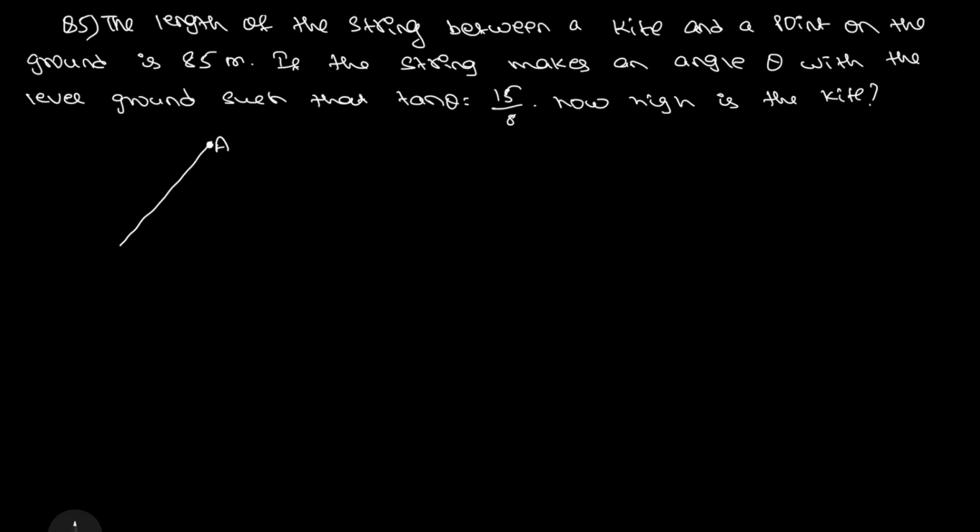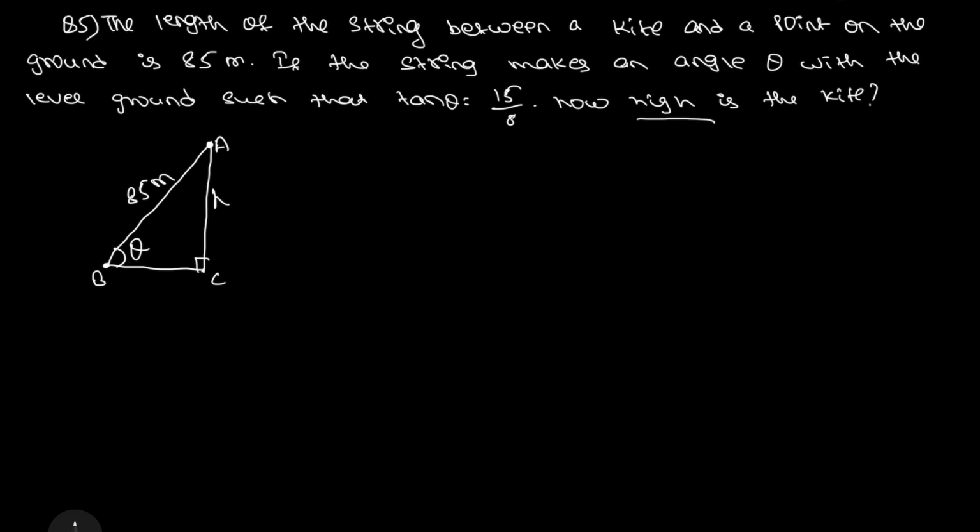And here the length of the string between a kite and a point, let this be the point which is on the ground, and this is of 85 meters. And here this will be the height of the kite. This will be a 90 degree and this is an angle of theta. And here we need to find the height of the kite, which is nothing but h.